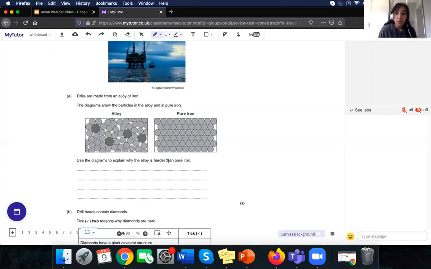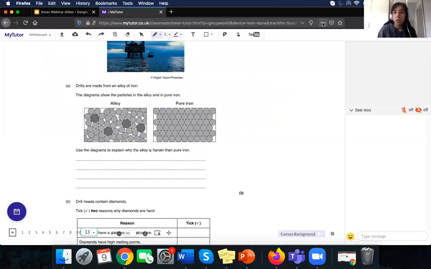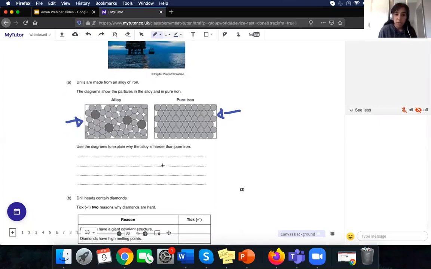So does anyone know how we would answer that question then? Why are alloys harder than iron? Yep, so someone says it disrupts the normal metal. The atoms are different sizes, preventing the layers from sliding over each other. That's excellent, really well done. So yes, because they've got this irregular structure, those ions cannot slide over one another. So what you can see here is we haven't got these nice neat layers that we have here. So that means that these ions can't slide over one another. So that's exactly why the alloy is harder than pure iron. So it's this disruption of the layers, and therefore the layers cannot slide over one another. We can answer this question.